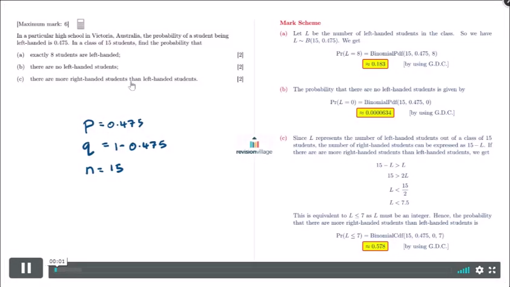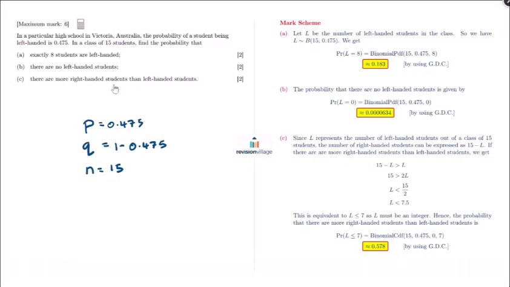Part C. Find the probability that there are more right-handed students than left-handed students in this class of 15. Okay, so looking at the solution here, I've said that since L, back from part A, represents the number of left-handed students out of a class of 15 students, the number of right-handed students can be expressed as 15 subtract L. So for example, if L was 0, no left-handed students, then the number of right-handed students would of course be 15 because all the students are right-handed, so 15 subtract L. On the other extreme, if there were 15 left-handed students, the number of right-handed students would of course be 0 because no students are right-handed, and therefore it would be 15 subtract 15, which is 0.